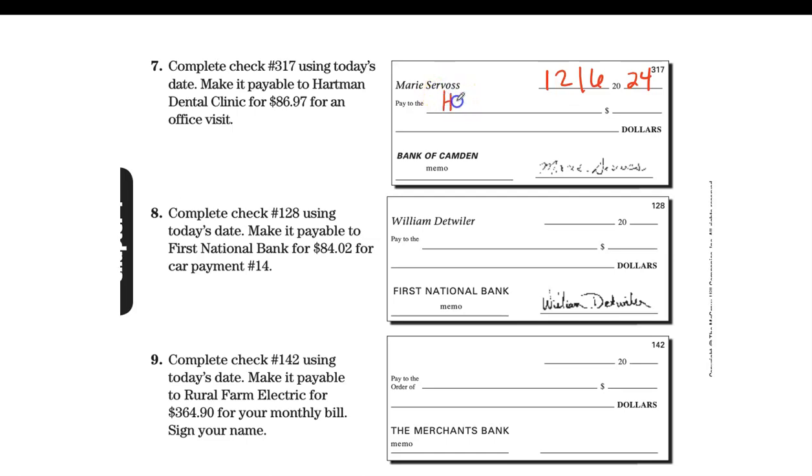You're going to make it out to Hartman Dental Clinic. Kind of hard for me to get that all in there. I'm going to make it out for $86.97, and then here I'm going to write out 86 and 97 over 100. And then they signed their name for you, Marie Service. So you're going to write out these two and pause the video, write these out, and then check your answers.